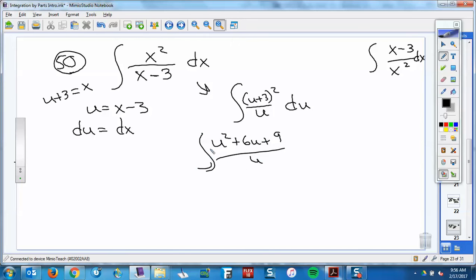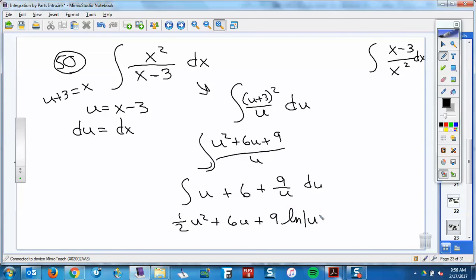So then that just splits. u squared over u would be u. Notice I'm still putting my integral sign because I have not done an antiderivative yet. All I'm doing is algebra. So u squared over u is u. 6u over u is 6. And 9 over u is going to be an ln, right? So this is going to be 1/2 u squared plus 6u plus 9 ln u plus c.